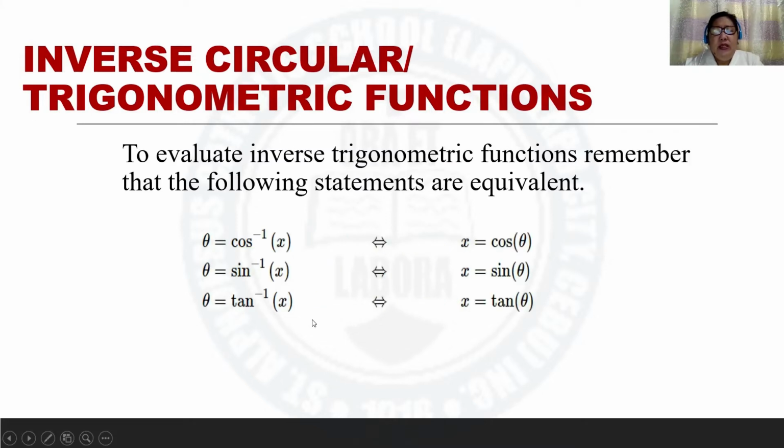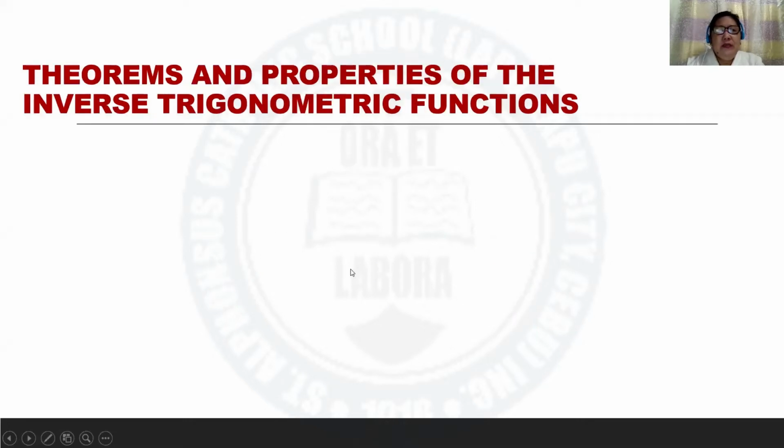To evaluate inverse trigonometric functions, remember that the following statements are equivalent. Theta is equal to cosine to the negative 1 of x is equivalent to the equation x is equal to cosine theta. For theta is equal to sine to the negative 1 of x, this is equivalent to x is equal to sine theta. And for theta is equal to tangent to the negative 1 of x, this is equivalent to x is equal to tan theta. Let us have the theorems and properties of the inverse trigonometric functions.